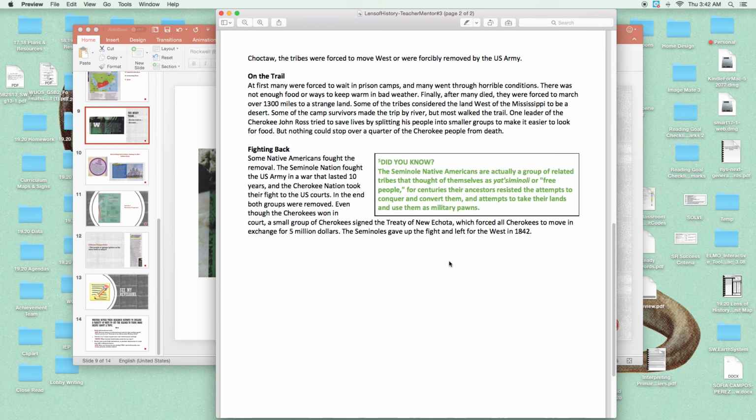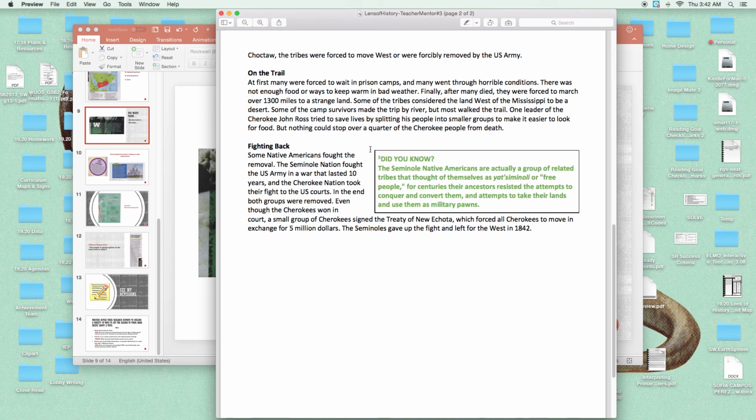And let's see if you can figure out which one this is. Did you know the Seminole Native Americans were actually a group of related tribes that thought of themselves as Yat-Seminole, or free people? For centuries, their ancestors resisted the attempts to conquer and convert them, and attempts to take their lands and use them as military pawns.